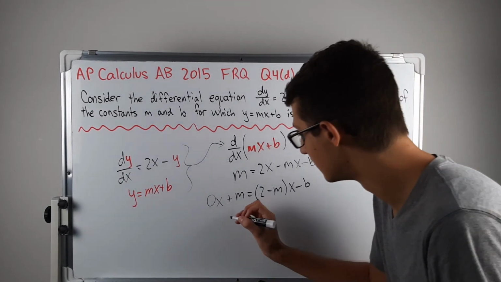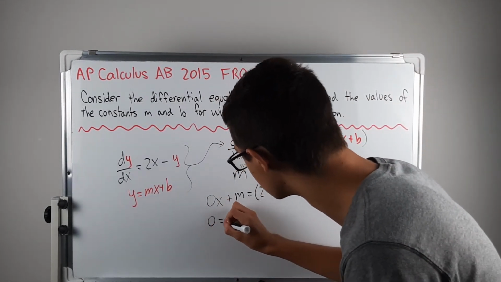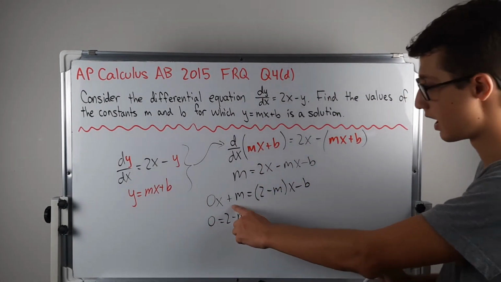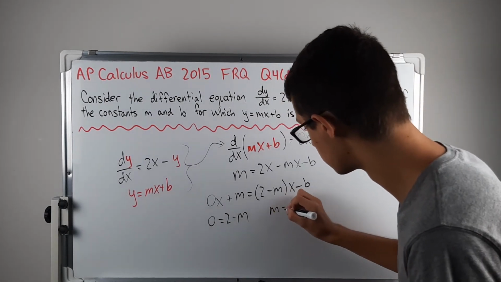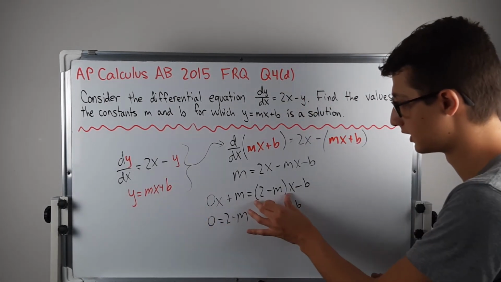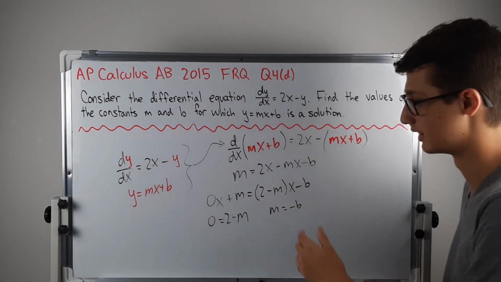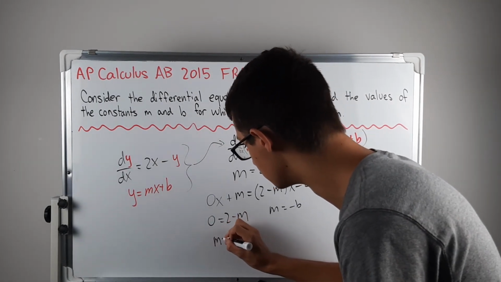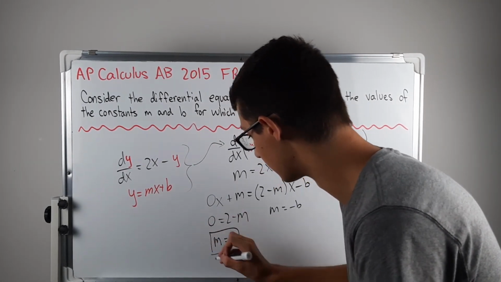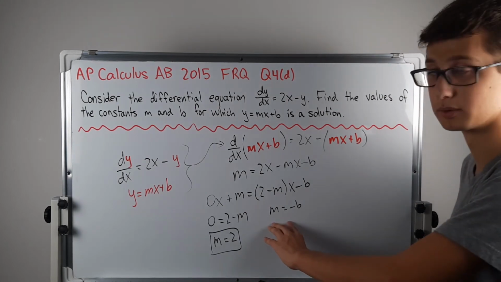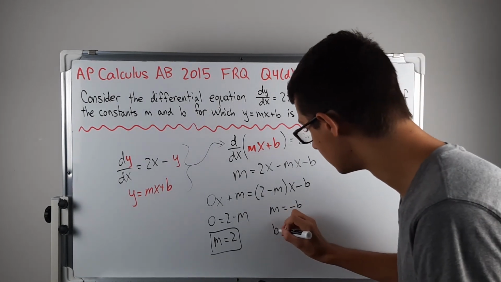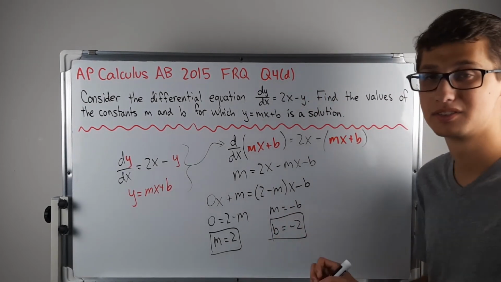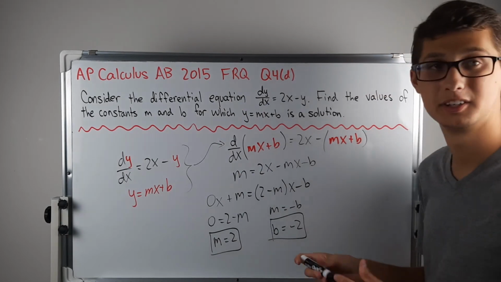So here we take 0 equals 2 minus m as our first equation. And then the second one is m equals negative b. I equated this with this, and then this with this, and that's how I found these two equations. So this immediately tells us that m equals 2. So we found m there. And then this tells us that m equals negative b, so that means that b equals negative 2. And that is the solution for the constants of our differential equation.